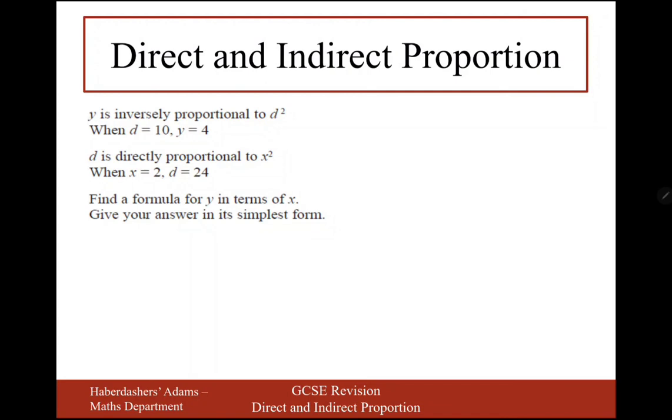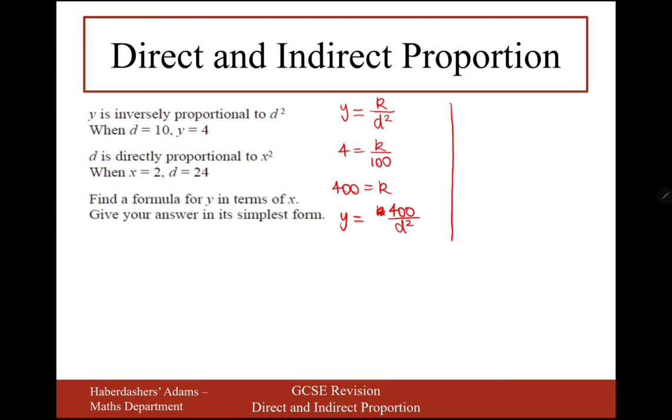Okay, so this question is quite challenging. We've got y in terms of d squared and then d squared in terms of x squared. So I think we've got enough information here to work out both of the formulae and then we can work out y in terms of x. So on the first formula, it's going to be y equals inverse, so that's a fraction, k over d squared. And then when d equals 10, y equals 4, so 4 equals k over 10 squared, which is 100. So I know that k is 400. So for this formula, it's going to be y equals 400 over d squared. Okay, so that's the first formula.